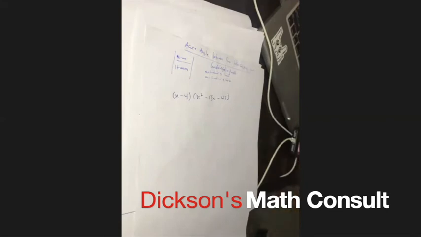Now factorize the following polynomial. I have 2x cubed plus 7x squared plus 7x plus 2. 2x cubed plus 7x squared plus 7x plus 2. Factorize it.